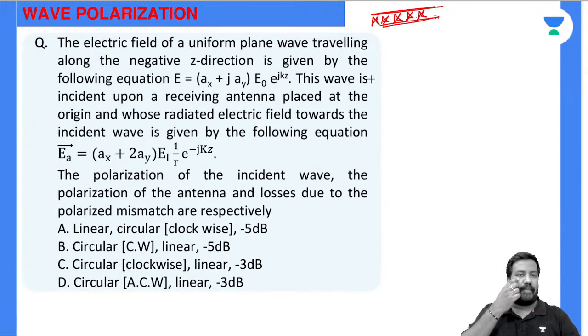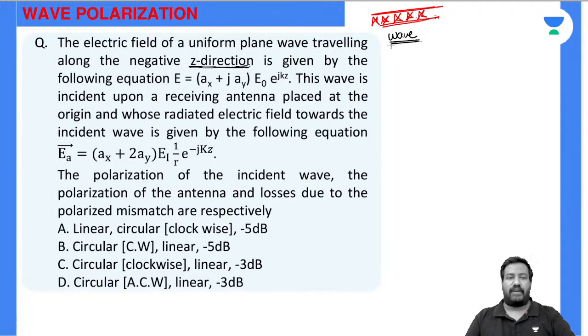Electric field of a uniform plane wave traveling along negative z direction: e power j kz, you can see here. Minus j kz means positive z direction, e power j kz means negative z direction. The electric field of the wave is given by E is equal to (ax plus j ay) E naught into e power j kz.